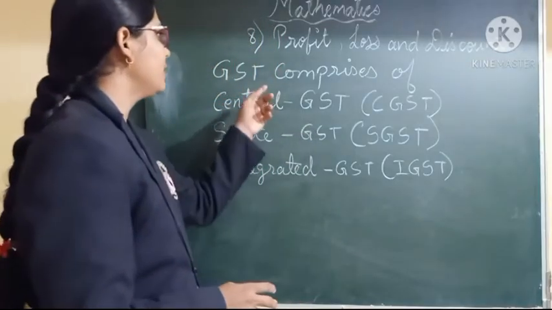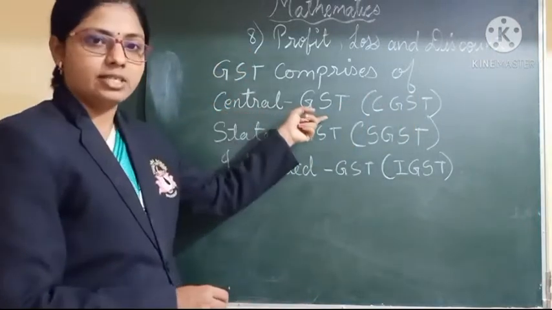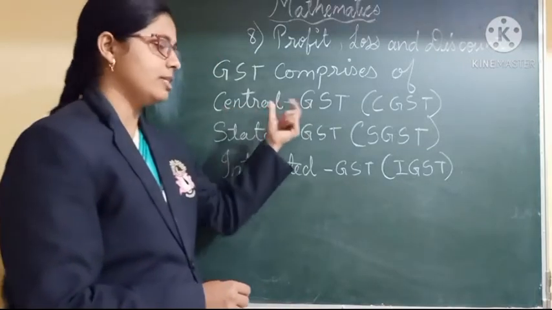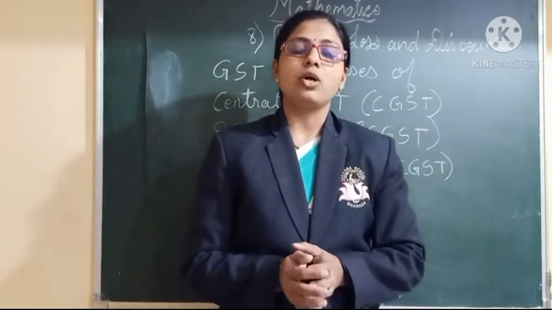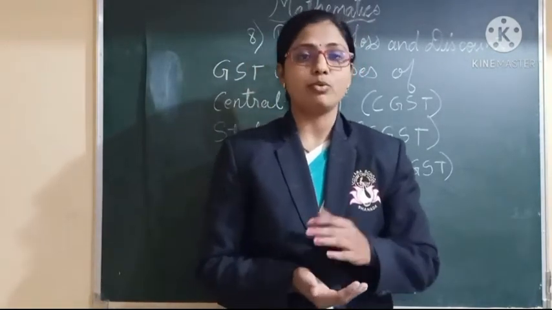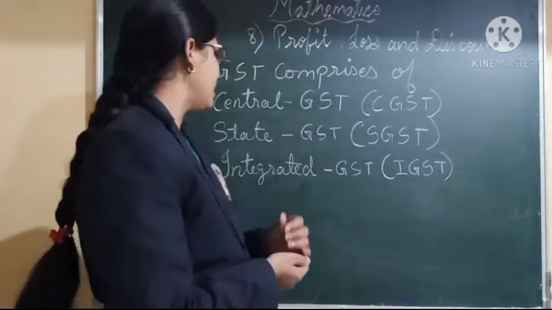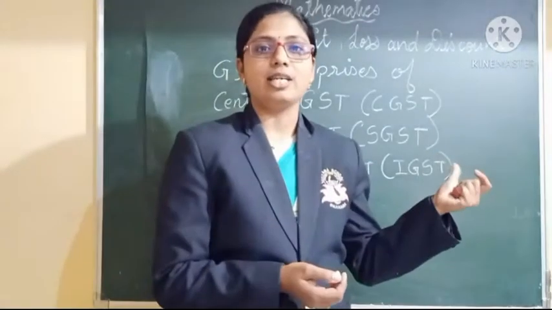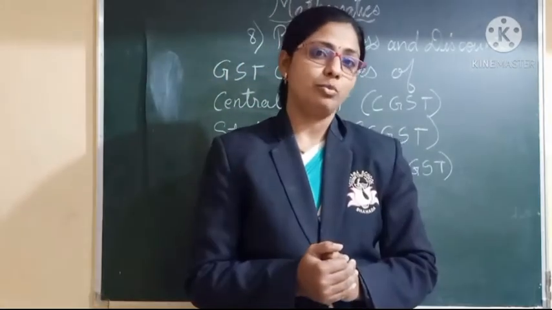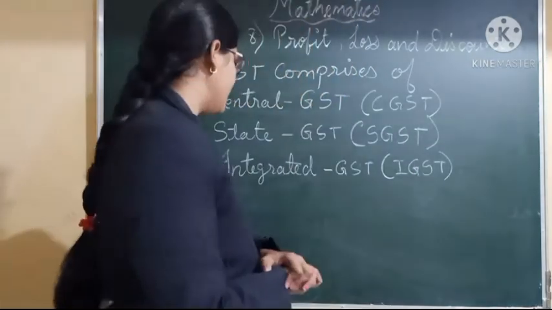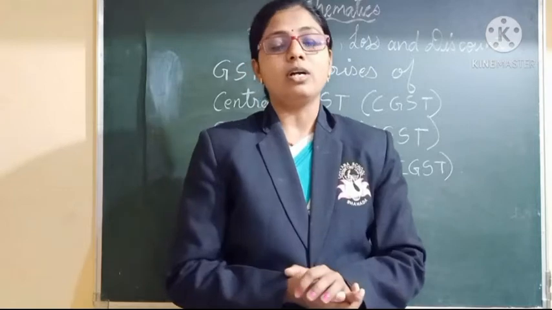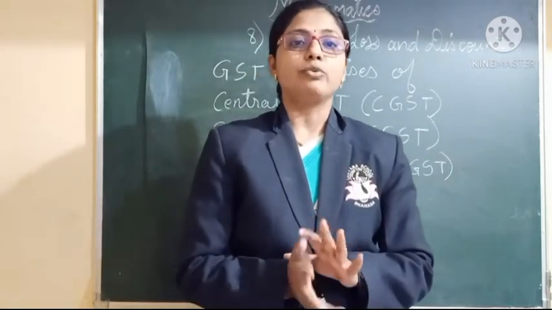Now GST comprises central GST, state GST and integrated GST. First we are going to study central GST. Central GST means CGST, which is always under the central government, for intrastate transactions, or we can say movement of goods and services. The next one is state GST, known as SGST. It is under the state government, for intrastate transactions, or movement of services and goods. The next one is integrated GST, known in short as IGST, which is always involved under the central government movement of goods and services.